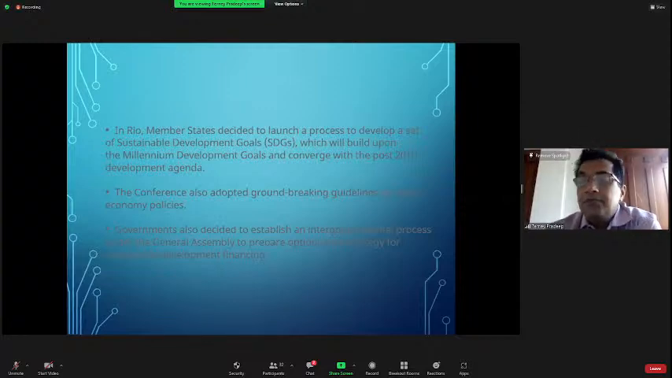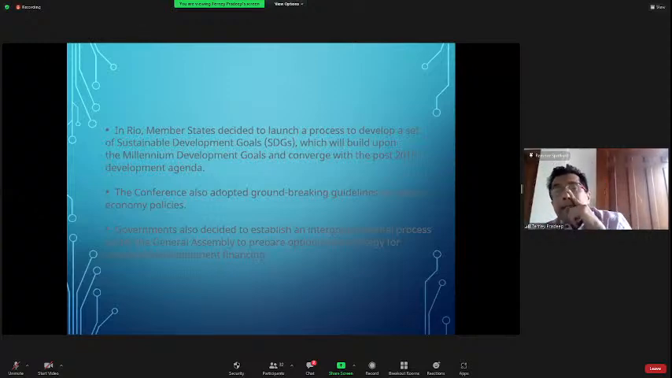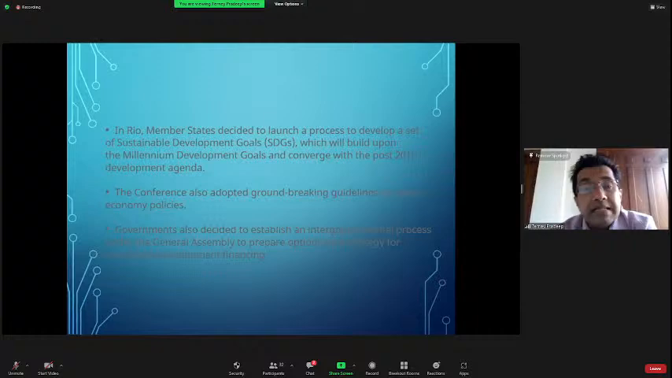So this is the first time, after this Rio, they developed the SDG, Sustainable Development Goals concept. This is the place they launched it actually. Before that there were Millennium Development Goals. They improved the Millennium Development Goals and launched the SDGs, Sustainable Development Goals. You know, there are 17 goals. I will not talk about SDGs today, but if you have a question, I can answer, right?